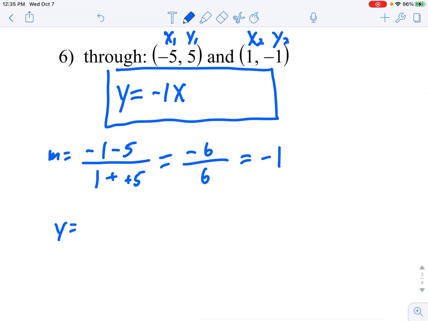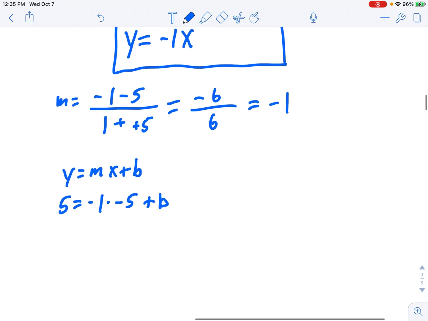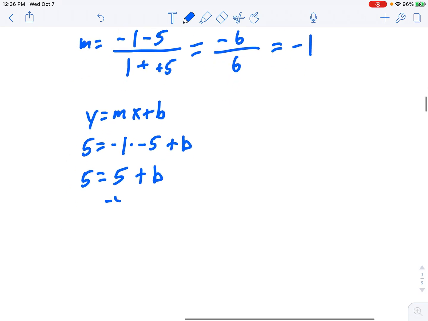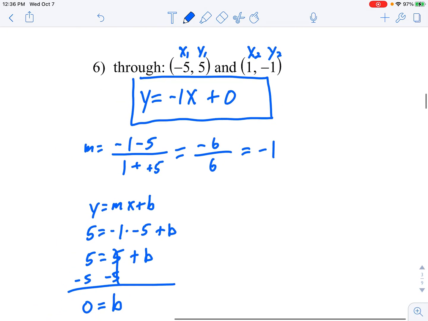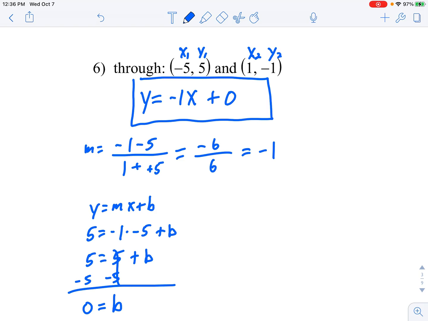Now I've got to find the b. y equals mx plus b. So my y is 5, m is -1, x is -5, and b is what we're trying to figure out. 5 equals -1 times -5, which is +5. To isolate b, I need to subtract 5 on both sides. 5 minus 5 is 0. So my b is +0. So that's technically it. That's my answer. It's in the box.